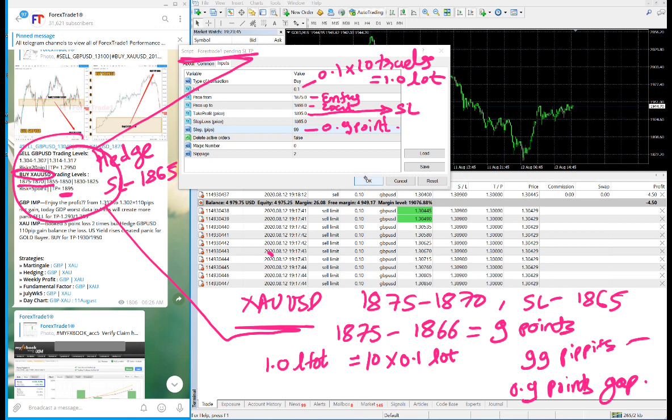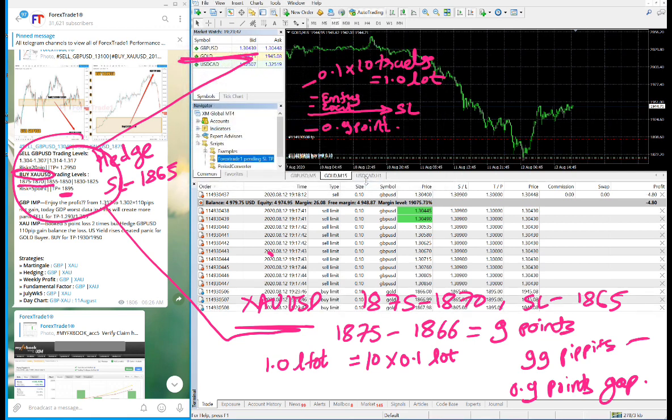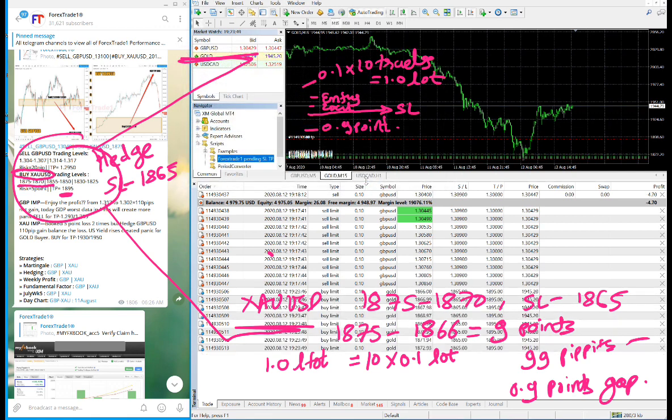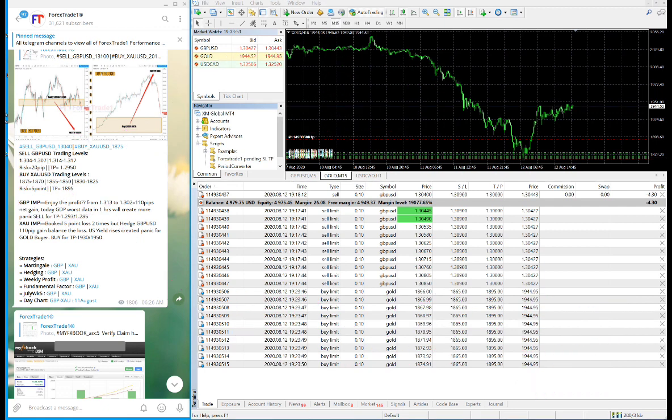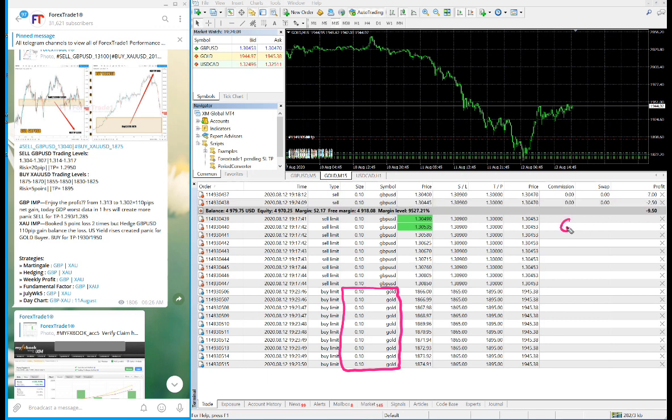Now let me hit the OK button, and as you can see on the screen, the 10 trades of buy XAUUSD with buy limit order have already been placed. 10 trades of buy XAUUSD against the hedge sale GBPUSD.